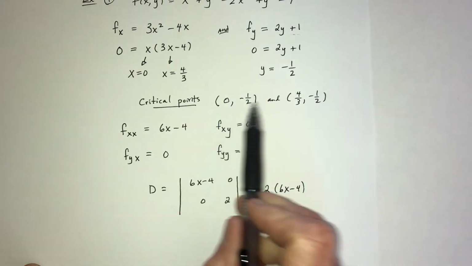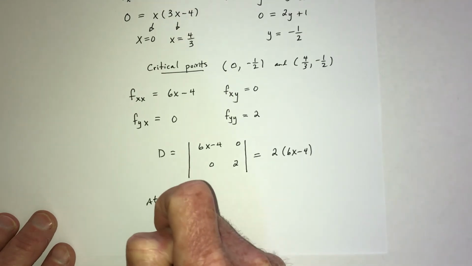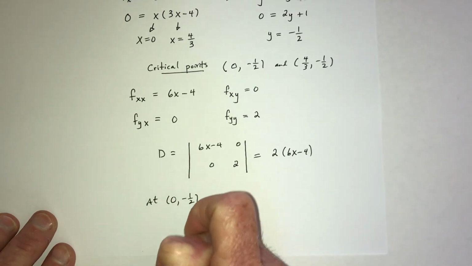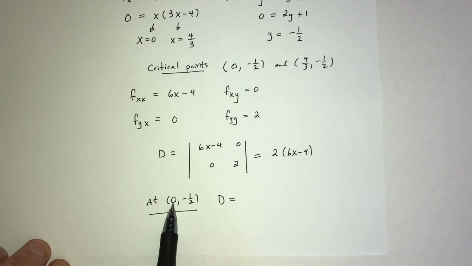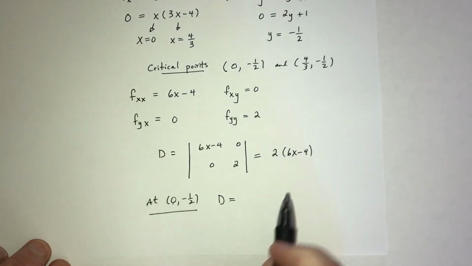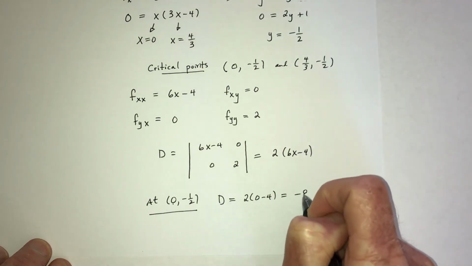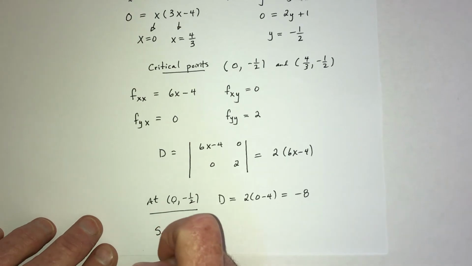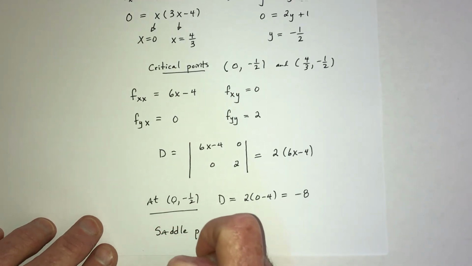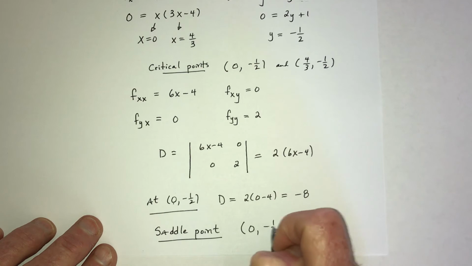So now I need to test each one of these points. So at the point 0, negative 1/2, d will equal, so that's basically just saying plug in x is 0. So that'll be 2 times 0 minus 4, that equals a negative 8. And when you get a negative, that means that it's a saddle point. So x is 0, y is negative 1/2.